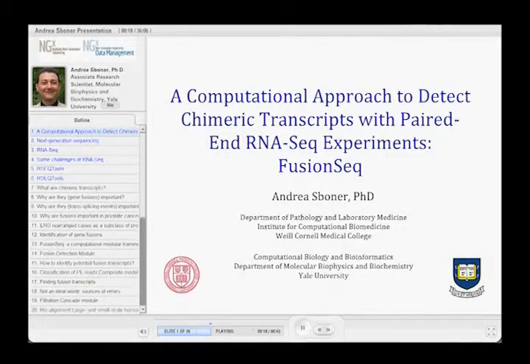Good afternoon, everyone, and thank you very much to the organizers for inviting me to present my work here today. This work has been done in close collaboration with Yale University and Weill Cornell Medical College. And it regards a particular application of RNA sequencing, paired-end RNA sequencing, to detect chimeric transcripts.